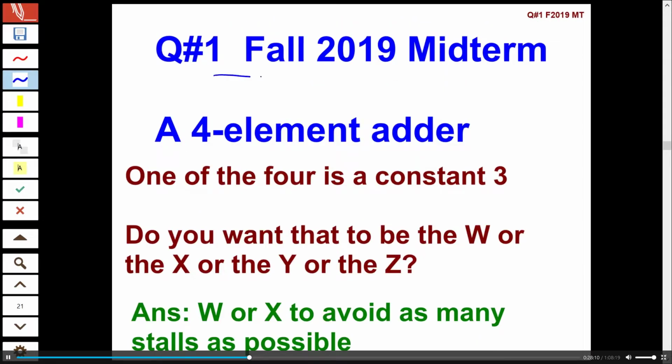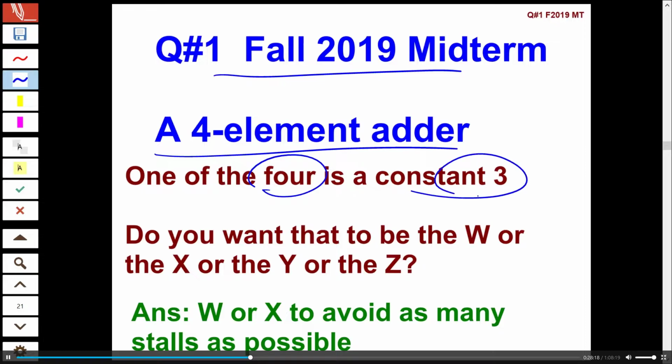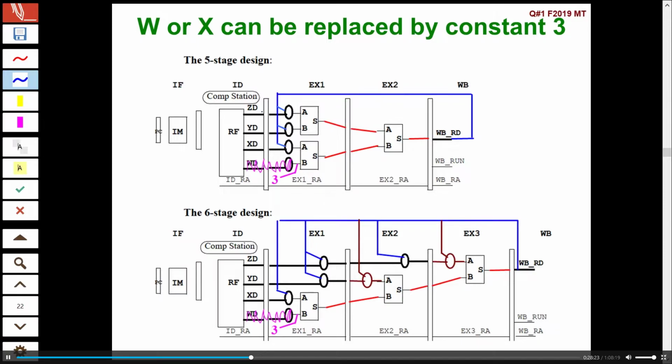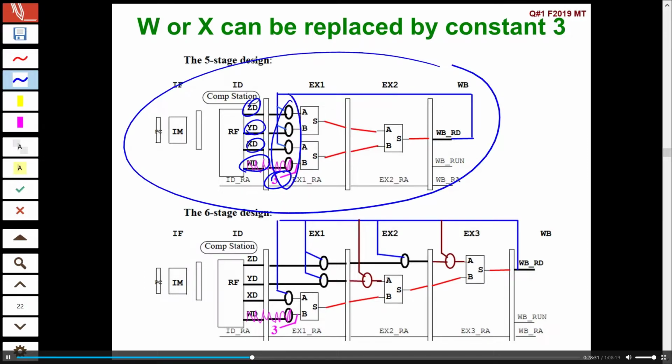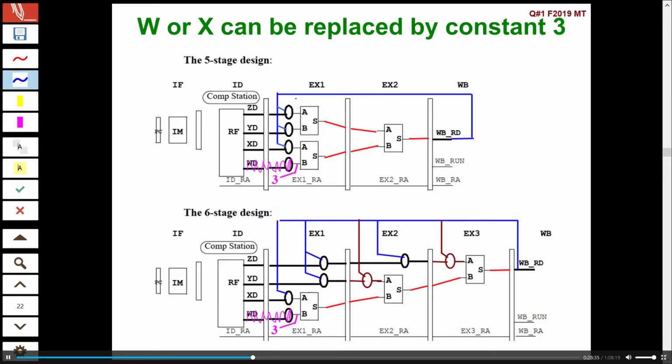Okay, we are going to look at this question. This is a 4-element adder, but one of the 4 is a constant 3. So the question is, do you want 3 instead of W data, or instead of this, or instead of this? In this design, all are symmetrical. They have the same problem. So it doesn't matter. Either way is fine.